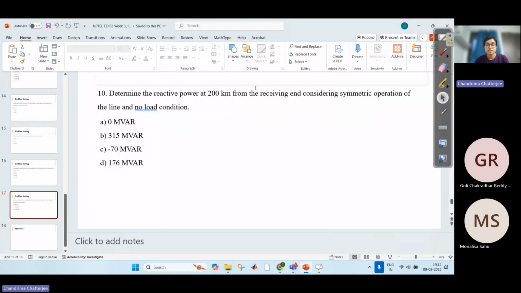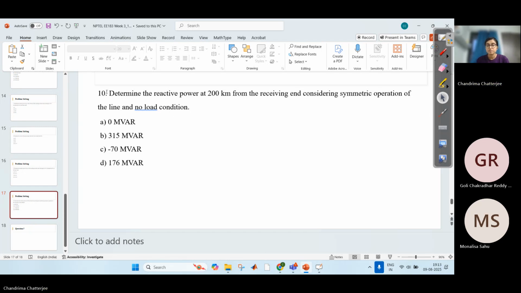Now the 10th question. Determine the reactive power at 200 km from the receiving end, considering a symmetric operation of line and no load condition. So they have given two things, again symmetric operation. So Vs is equal to Vr, and no load condition, that means delta is equal to 0 degree.